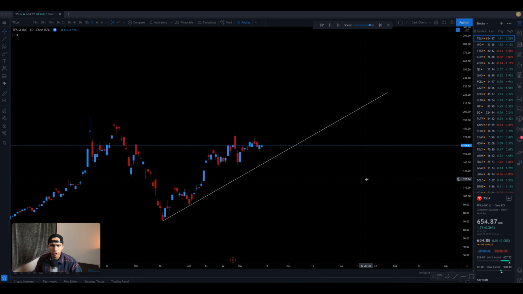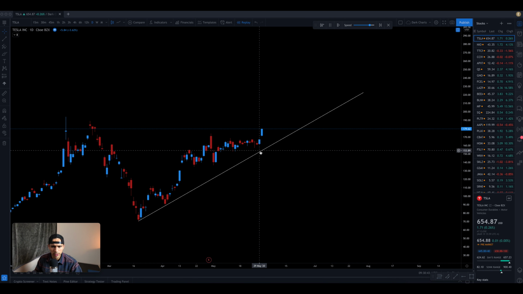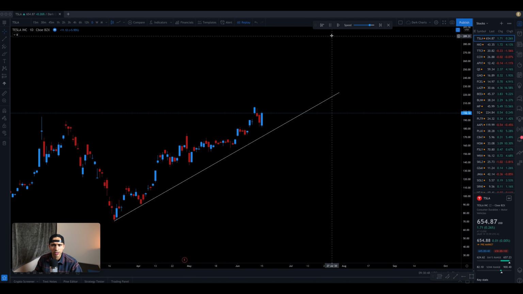And usually these trend lines, they respect it. So when you're trying to get an entry, you're going to want to wait for it to come back down, hit it, or get close to it, and then it will take off.